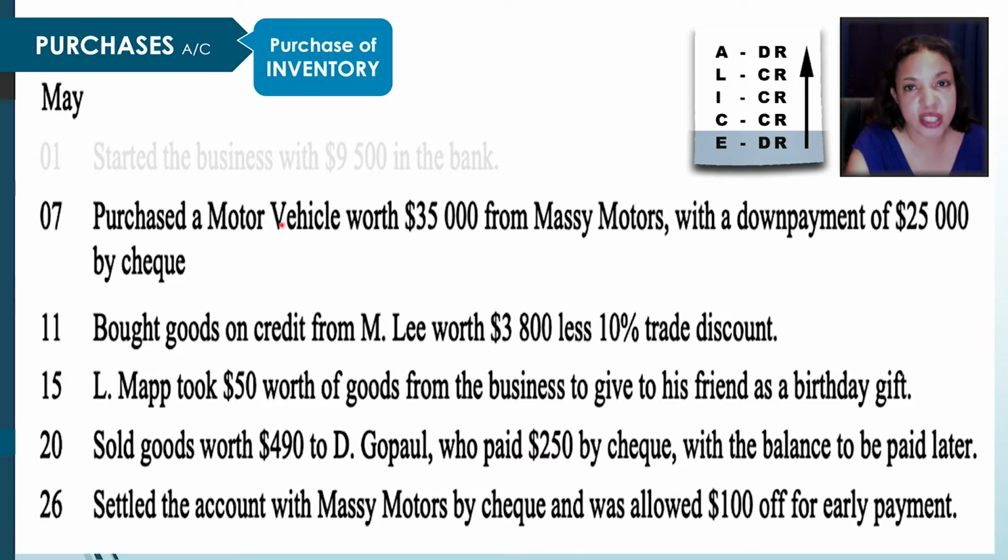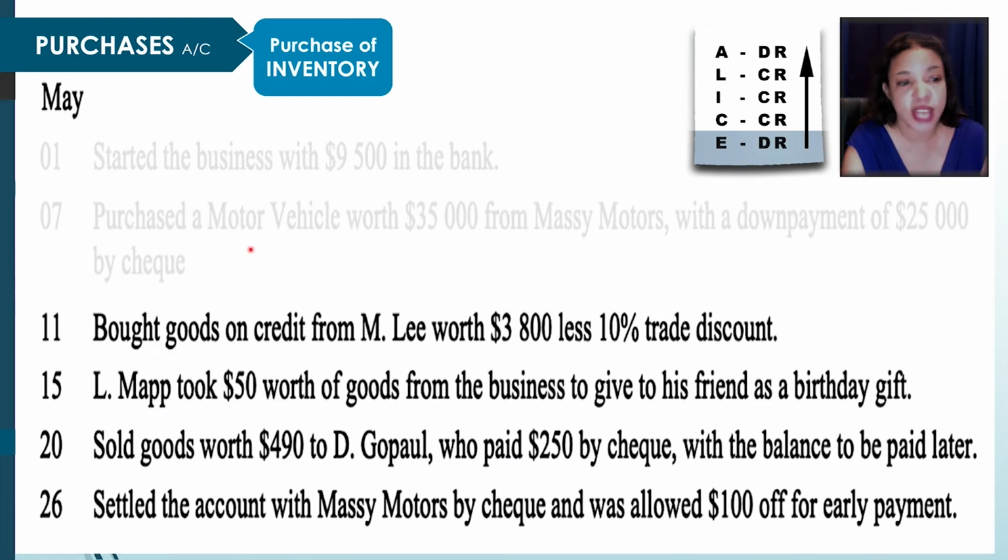Second transaction, some people thought that this was a purchase, but remember, once again, purchase of inventory. Motor vehicle for Mapp, the business that we represent, is a non-current asset. So this does not fall into purchases. In fact, when we had done this one, motor vehicles was the account. So that means this is not a transaction for your purchases account.